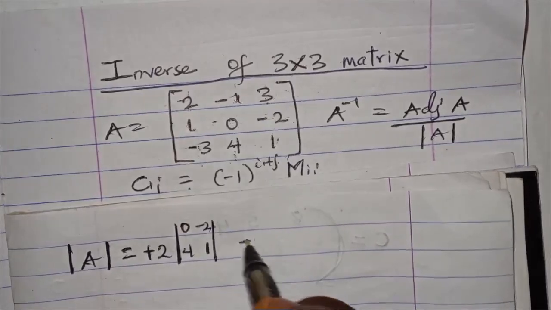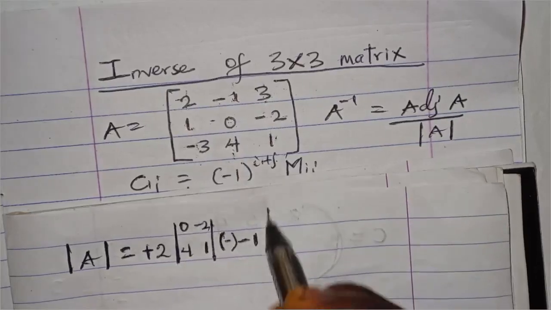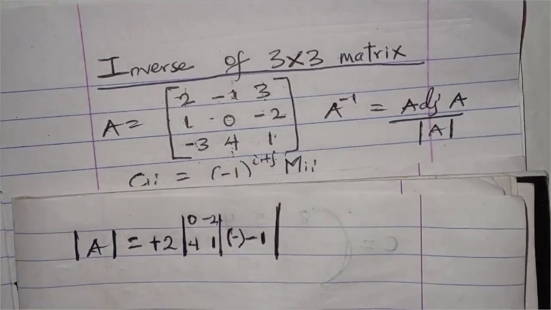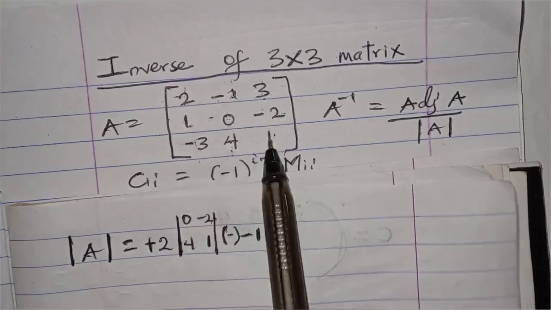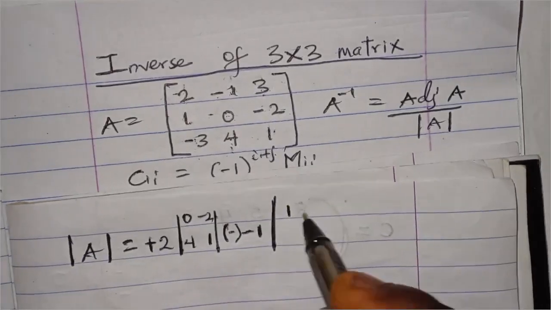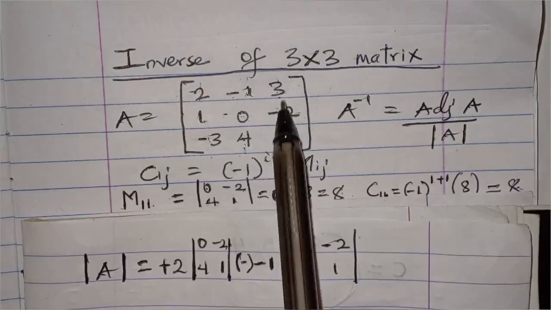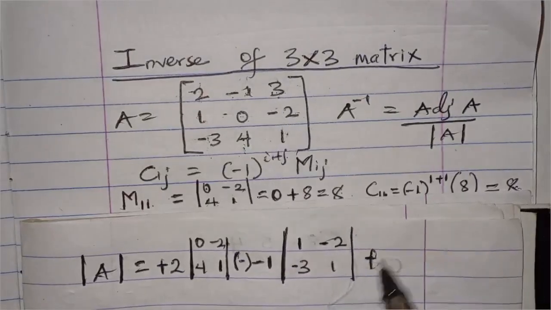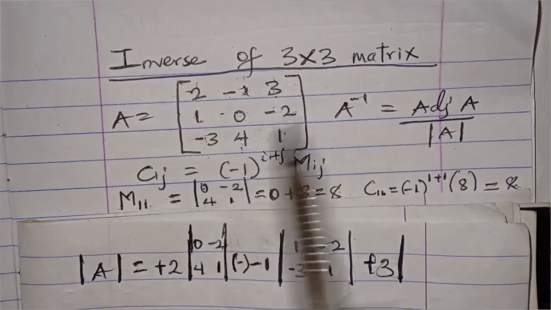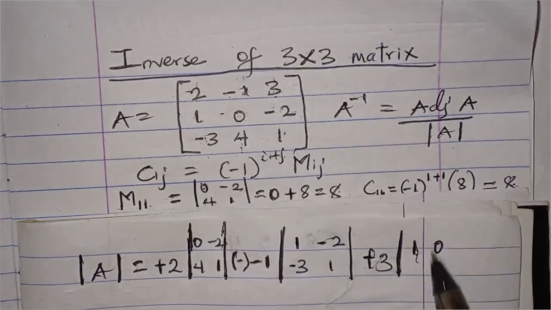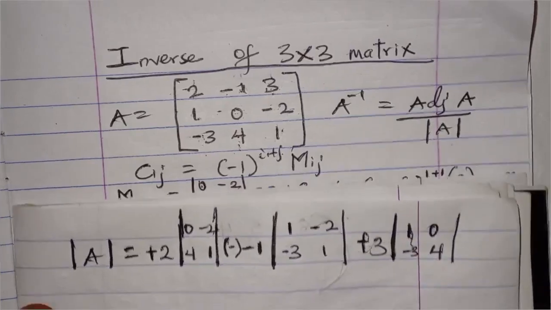Minus 1 is there. It has a place sign of minus, multiplied by its own minor. Eliminate this column, eliminate this row. We have 1 minus 2, minus 3, 1. 3 has a place sign of plus. Eliminate this column and this row. We have 1, 0, minus 3, 4. So let's simplify this to get the determinant of the 3 by 3 matrix.